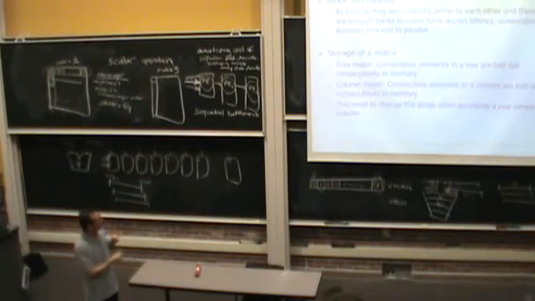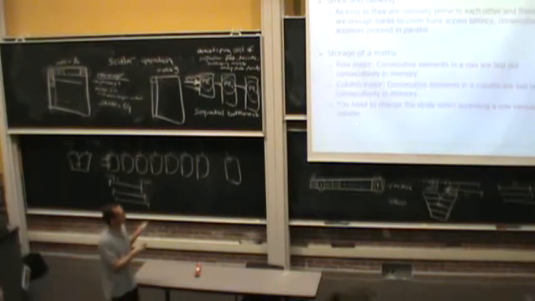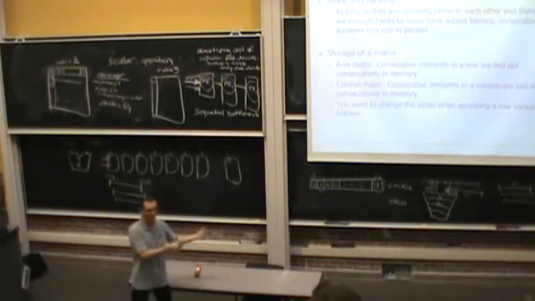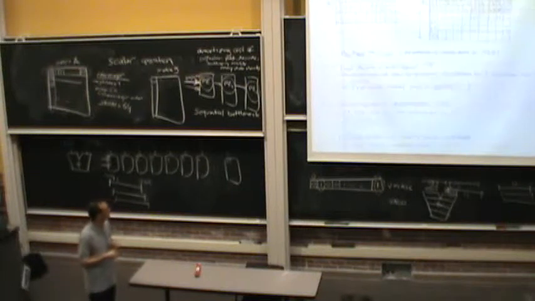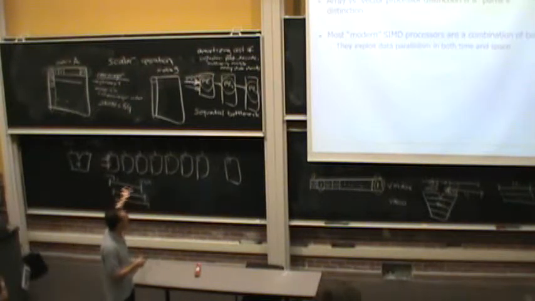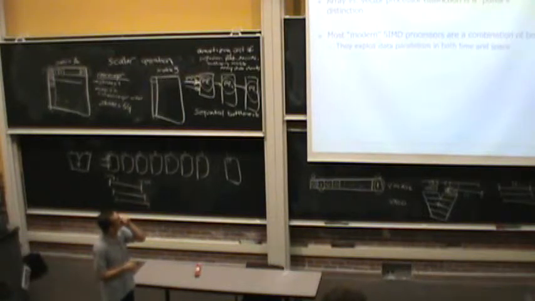Alright. Basically, you need to change the stride when accessing a row versus a column, because you cannot store the same matrix in both row major and column major order. And this is some drawing that I gave you, just so that you have it here.